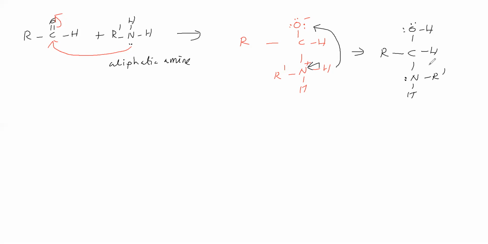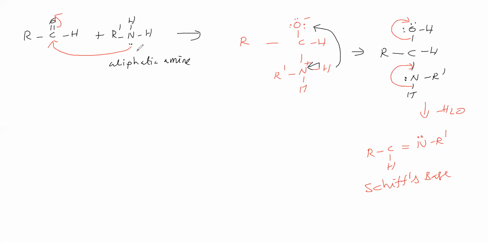What is happening in the next step? The next step is this bond is migrating here. So this H plus and OH minus become water, that is removed. So what we are getting is RCH double bond N R dash, with a lone pair on nitrogen. This compound is called a Schiff's base. So a Schiff's base is obtained by the reaction of an aldehyde with an aliphatic amine.